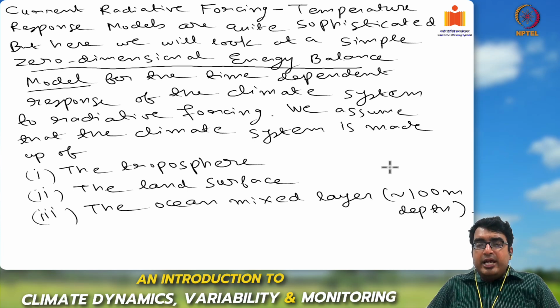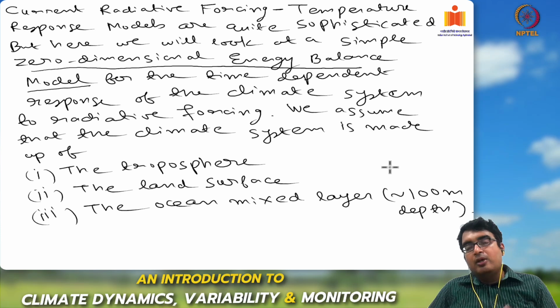So, current radiative forcing temperature response models are quite sophisticated and we will not go into those details. Here we will look at a very simple zero-dimensional energy balance model that is analytically tractable to understand the time-dependent response of the climate system to radiative forcing. Okay. So, how does the climate system respond to a change in the concentration of a greenhouse gas which has a certain radiative forcing impact? Okay. So, we will start today and we will continue in the next class in more detail.